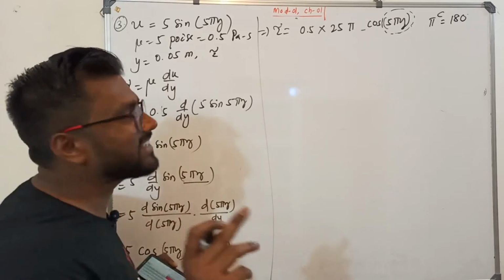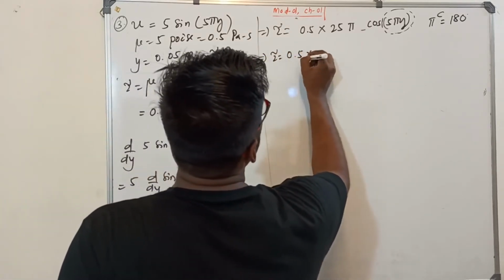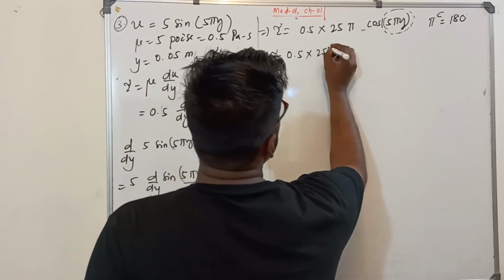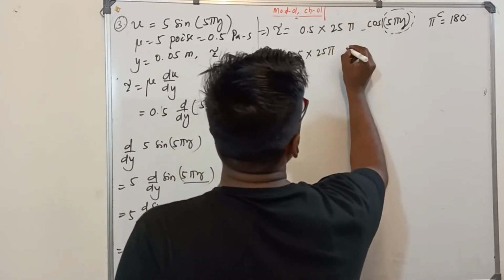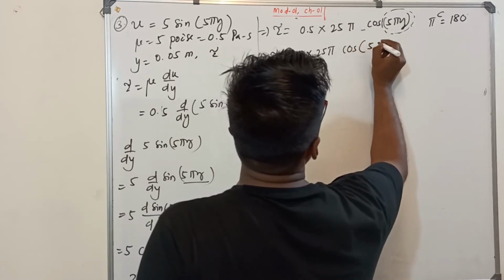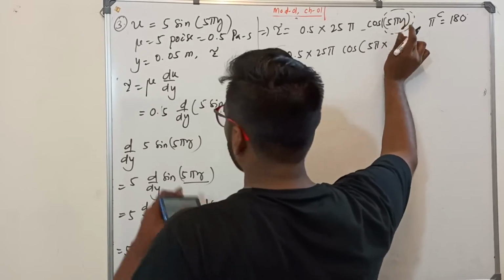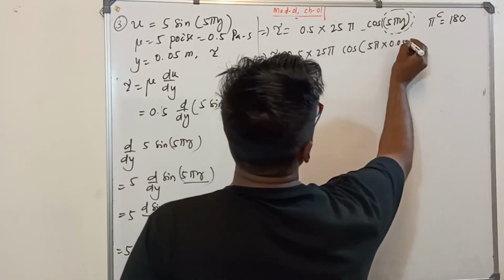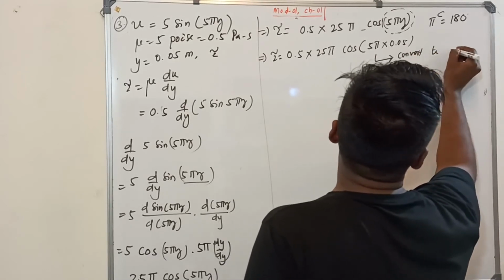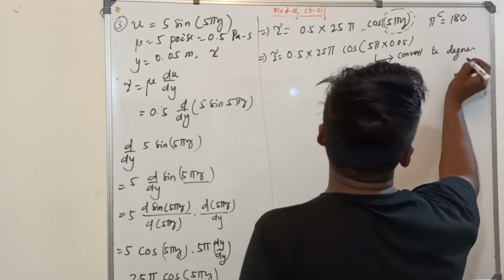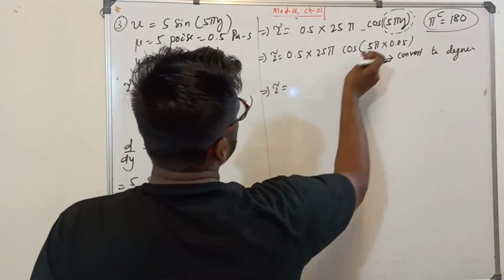So tau is equal to 0.5 into 25 pi. Do I need to convert? No, you need not convert that; this is the 25 pi value. Only the angle you need to convert. 5 pi, I will type 180 degree. Y value is 0.05. Convert to degree; pi radian is 180 degree. Now you type and you will get the answer.